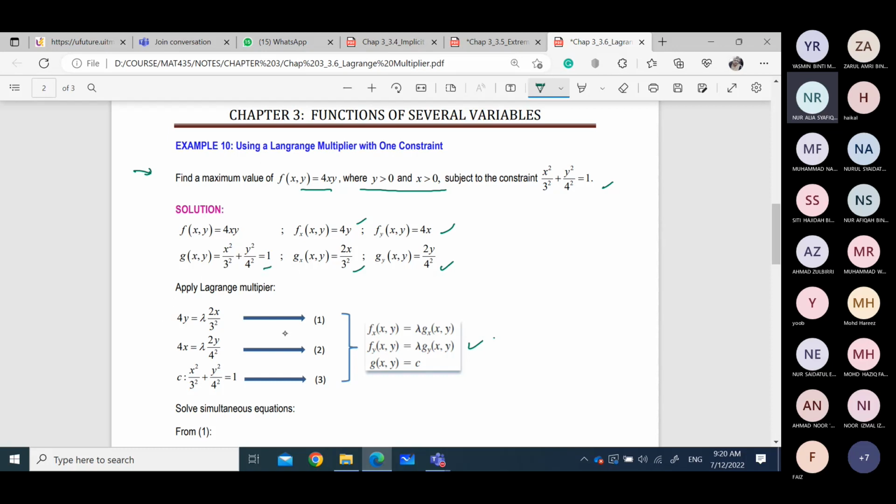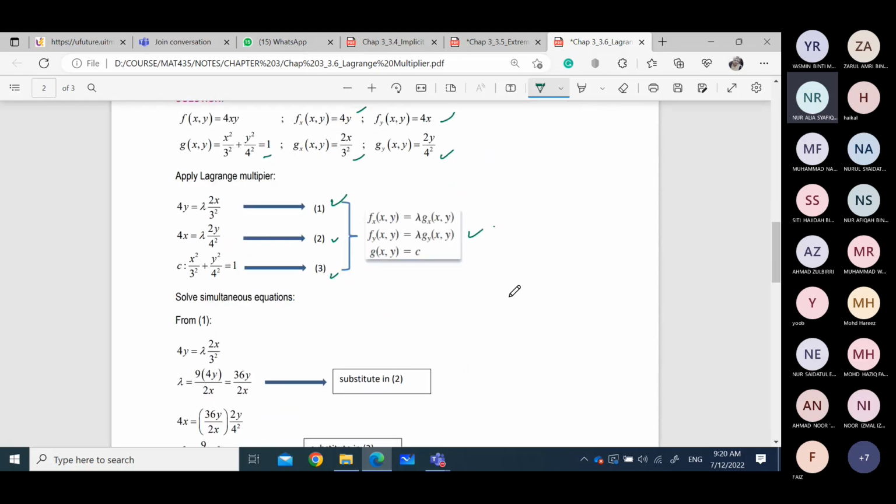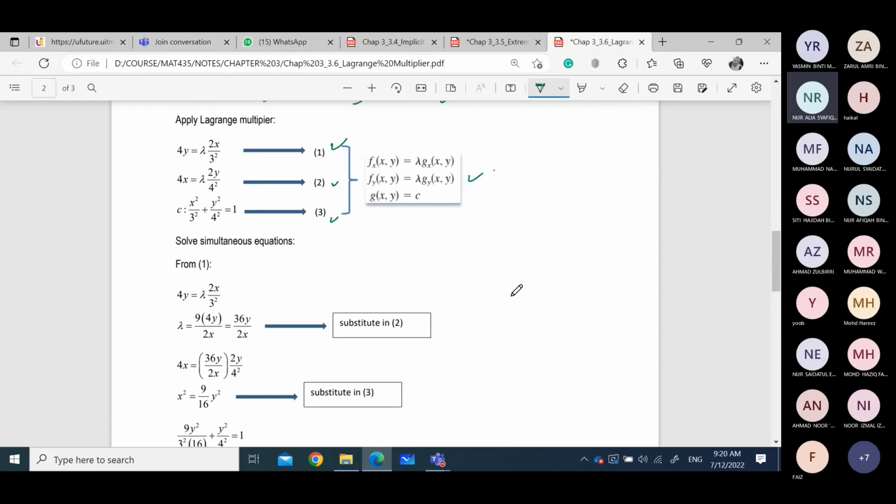So first we set up the first order derivative with respect to x. So here we have 4y equals lambda 2x over 3 squared. And the second equation, we have 4x equals lambda 2y over 4 squared. And the third equation is about the constraint. Okay, and then solve the simultaneous equations from 1. So from this one, we have 4y equals lambda 2x over 3 squared. So the Lagrange multiplier here is 36y over 2x.